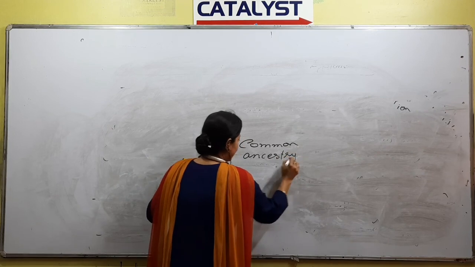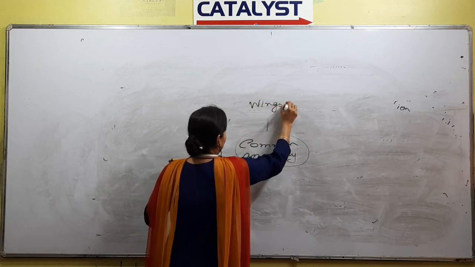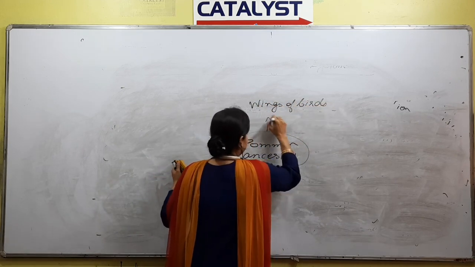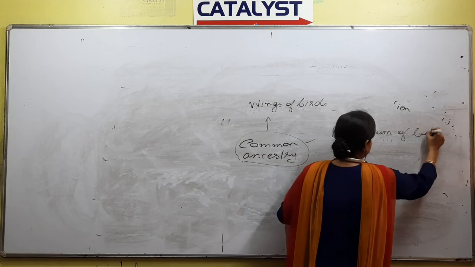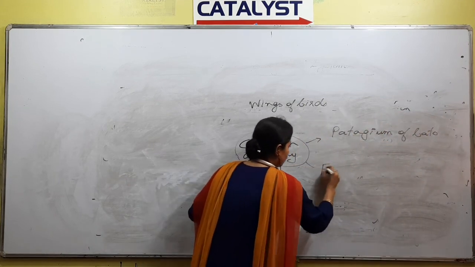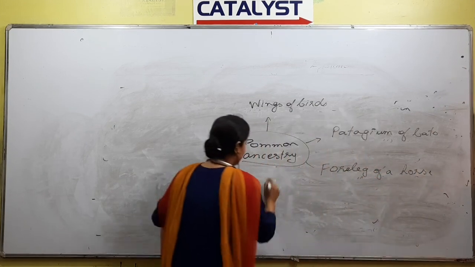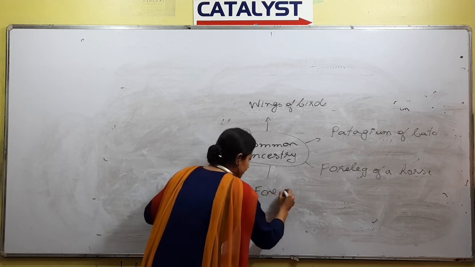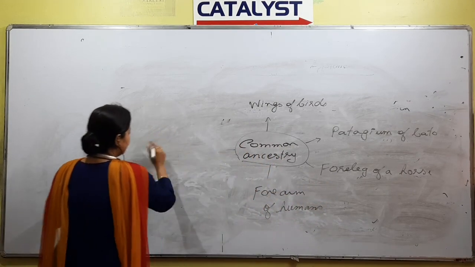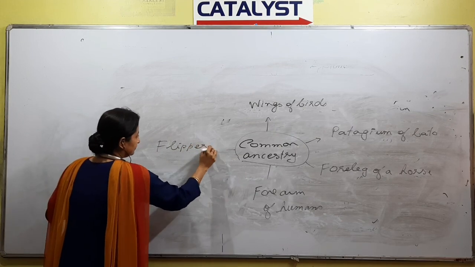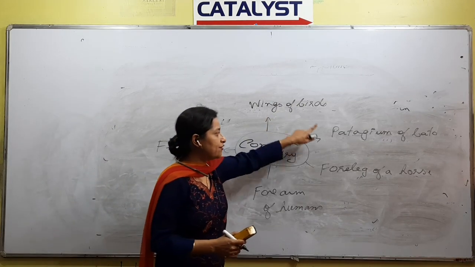Examples with common ancestry or common origin are: wings of birds, patagium of bats, foreleg of a horse, forearm of humans, and flipper of seal. So we are giving some examples: flipper of seal, wings of birds, patagium, foreleg, forearm.